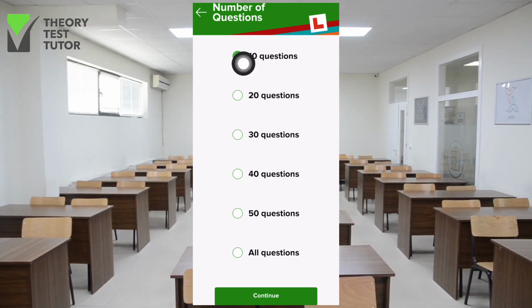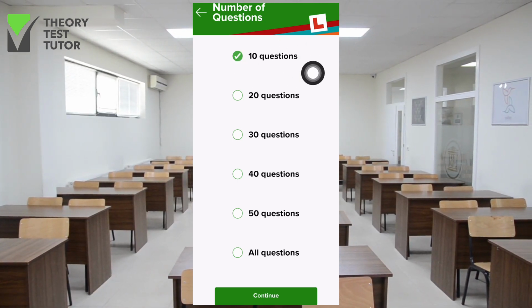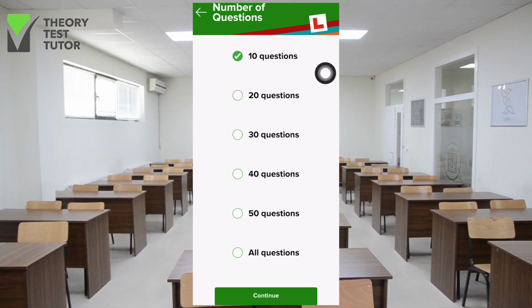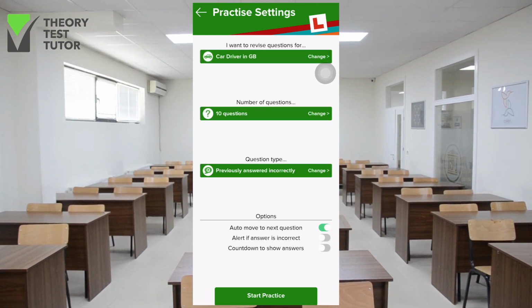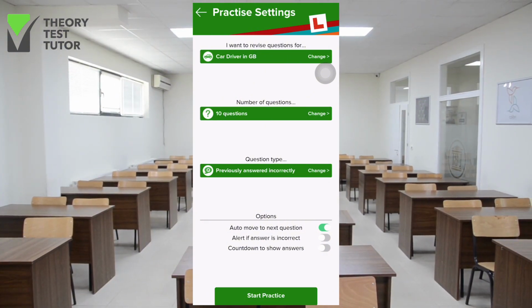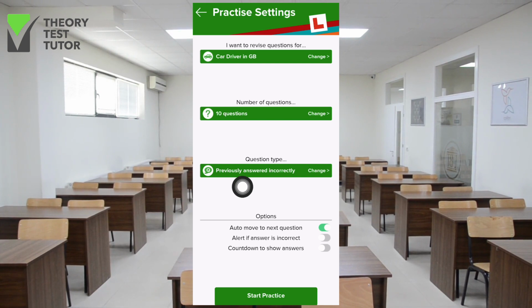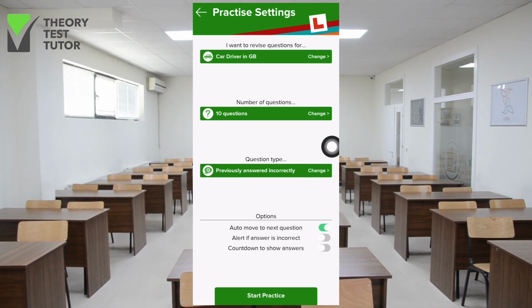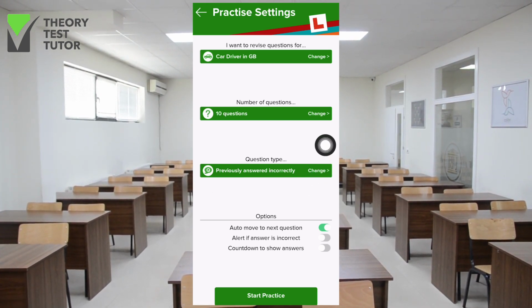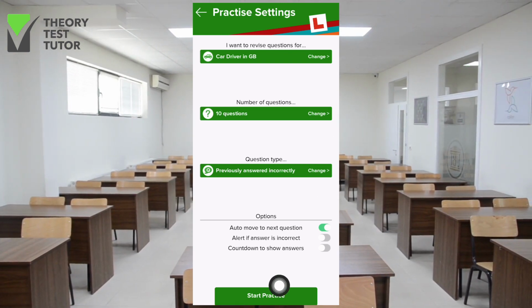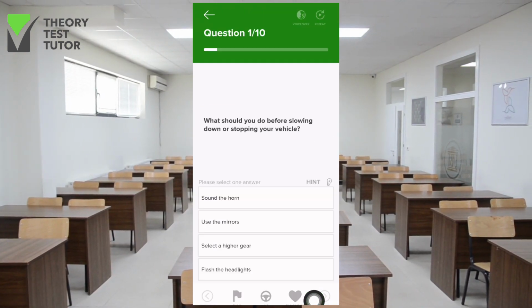This is perfect for you. Go through 10 questions. If you have more time, you can go for 20, 30, or all questions. Yeah. So here we will do the 10 questions. And let's get started. Here the questions are previous. So the question type, we can click on previously answered incorrectly if you want to go through the ones that you have previously answered incorrectly. So let's start the practice.